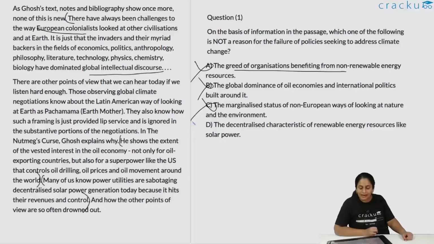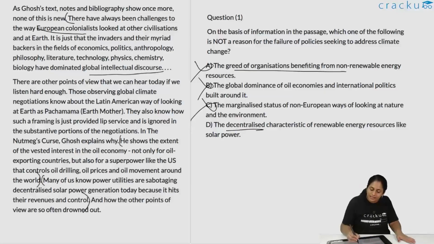D: The decentralized characteristic of renewable energy sources like solar power. So the author says that solar power is decentralized, but the decentralization is not given as the reason why it has been unable to challenge fossil fuel generation of power. The author says that it is not because it is decentralized, it is because these oil companies and power utility companies are actively sabotaging the solar energy production. So it is not the decentralized character which is at fault, it is the sabotaging that is at fault. So this is not true according to the passage. So D is not a reason given, D is the correct answer.